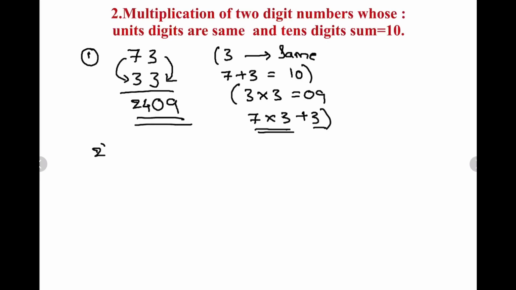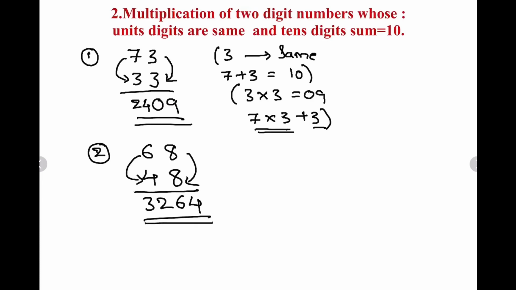Go with another example. 68. I have to keep 8 here and 4 here. Units digits are same and tens digit sum is equal to 10. 8 8s are 64. Next, 6 into 4, 24 plus 8, 32. To go with another example, 93. I have to keep 3 here, 1 here. 3 3s are 9. Next, 9 into 1, 9, plus 3.